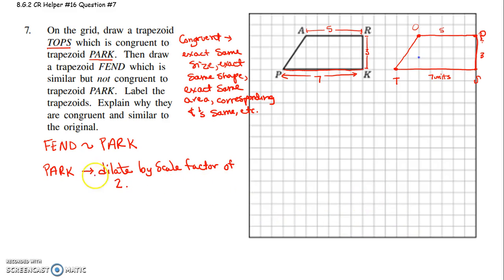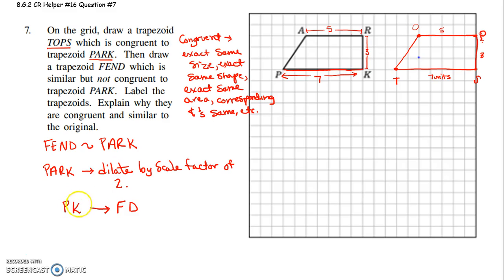Then I'm just going to put it somewhere else on the grid. So we have PK. PK will end up being FD, right? F corresponds to P, E corresponds to A, N corresponds to R, D corresponds to K. So PK will turn into FD.